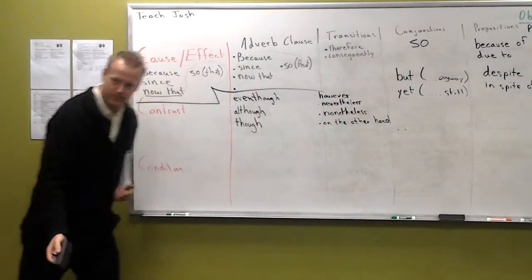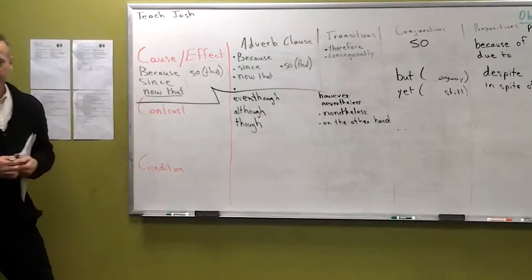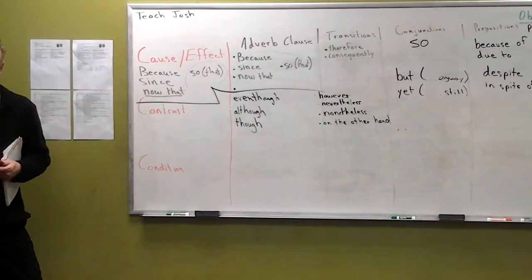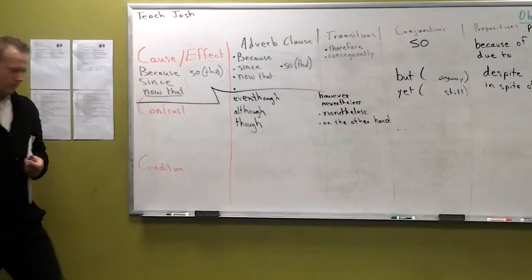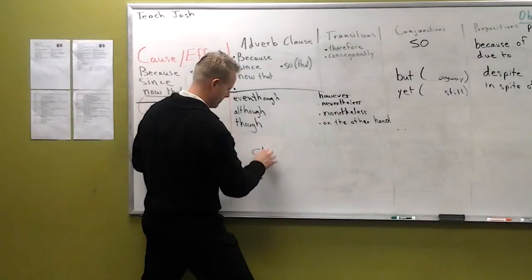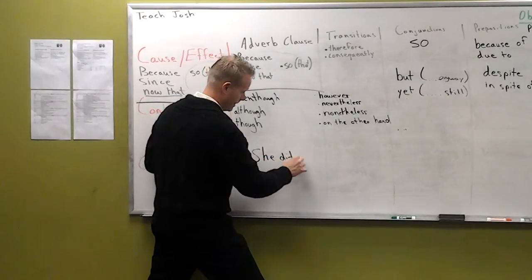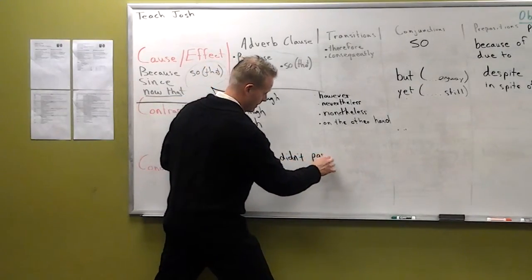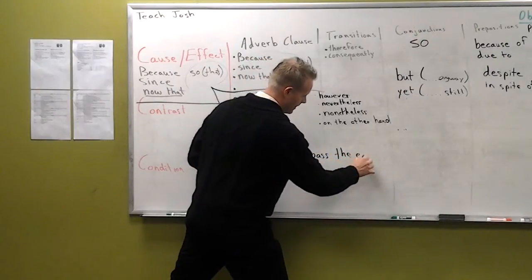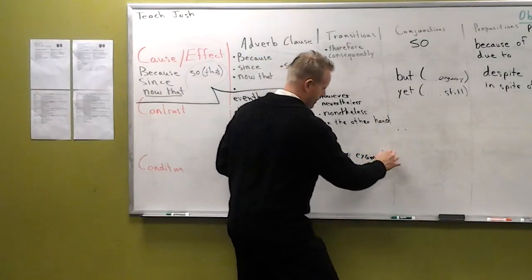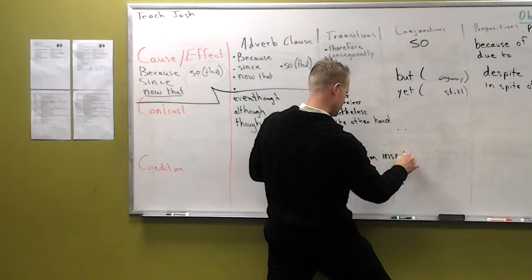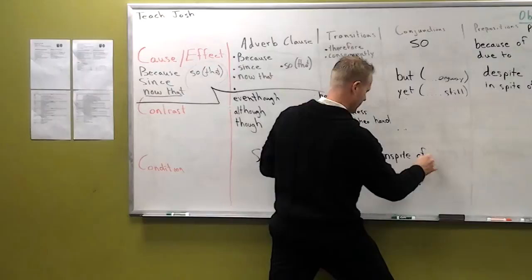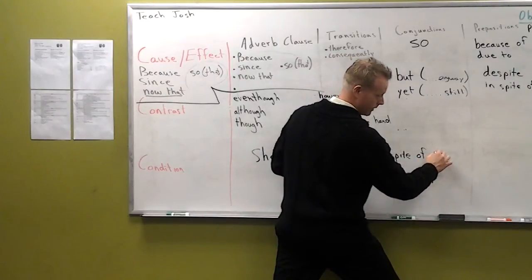She didn't pass the exam in spite of studying hard. That's the best way to say it. So we need a comma before in spite of. What's the sentence? She didn't pass the exam in spite of studying hard.